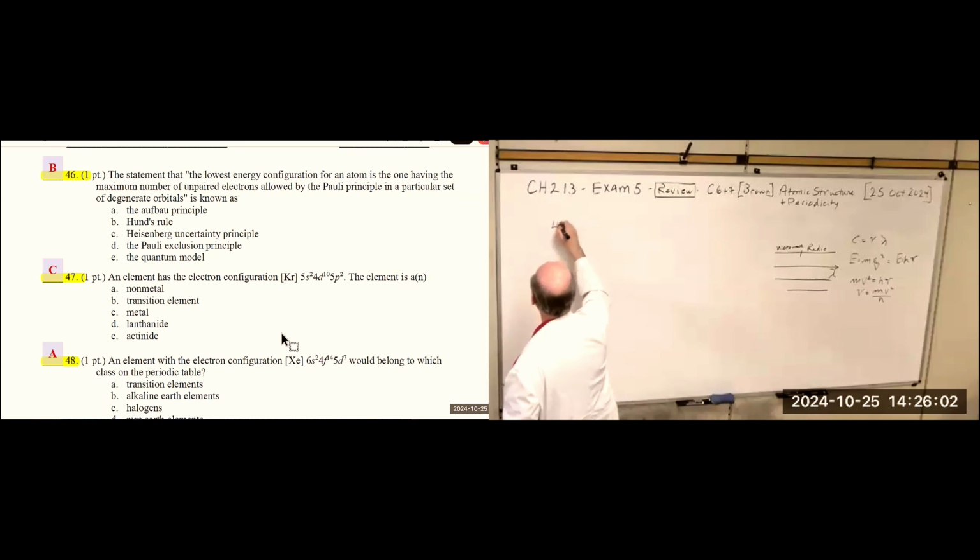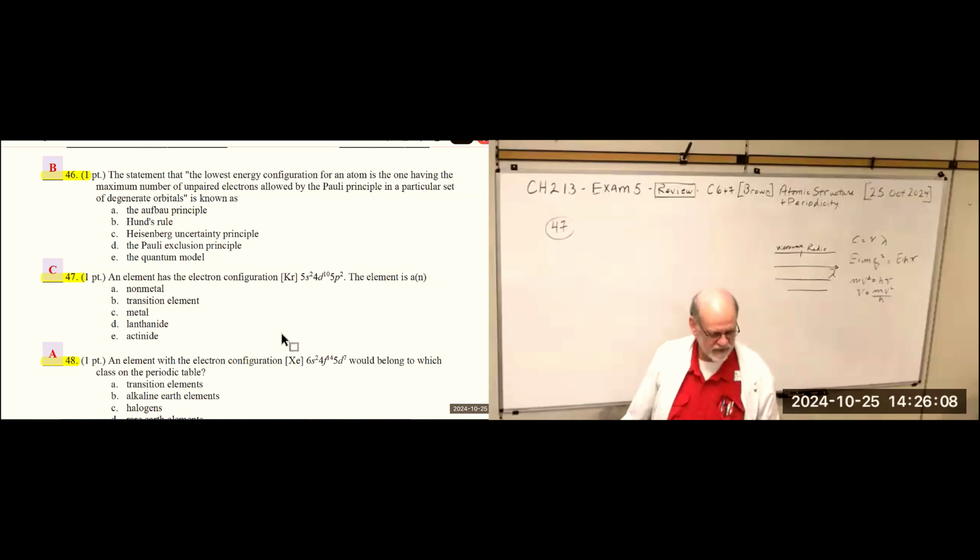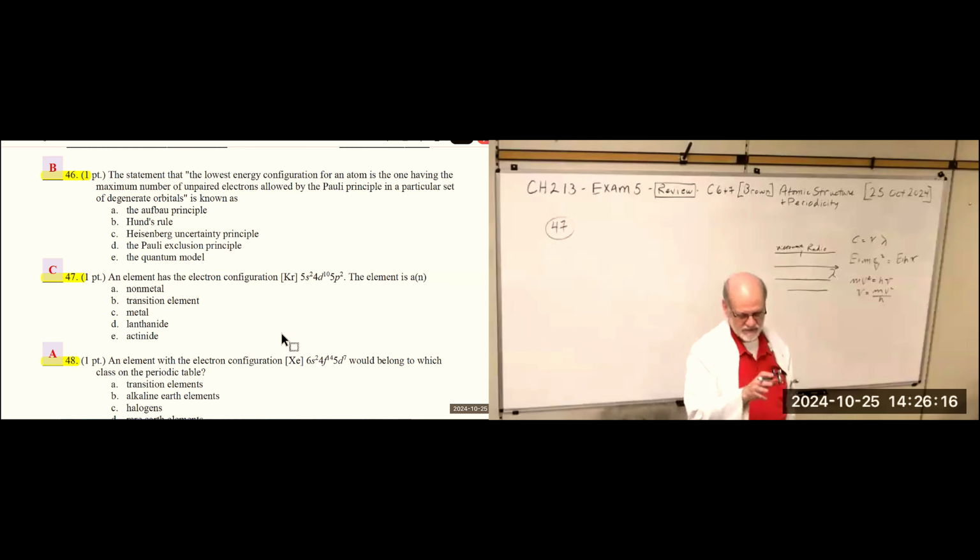Okay. This one looks familiar. 47. We got krypton with 5s2, 4d10, and 5p2. That's 10, right? We just did that one. So which one of these sections of the periodic table would 10 occupy? Well, 10 is a metal. It's to the left of that zigzag line. Yeah, it's just a metal, right? There's no other possibility. It's not transition. It's not a non-metal. It's not lanthanide or actinide. It's just a metal. So C is the answer to that one.